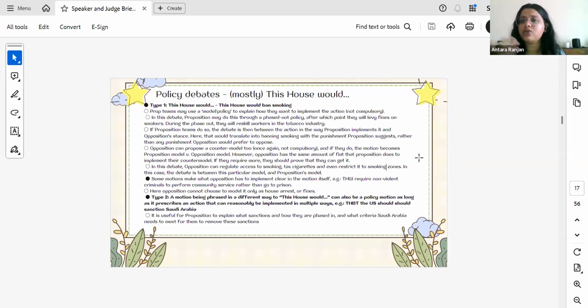Even though it doesn't have the words "this house would" at the beginning, it's very clear to all of us that this is not a motion about what society thinks, right? This is about an action the government has to necessarily take. So it becomes useful for side proposition to talk about what is part of the motion itself, right? What is a tariff? How are we going to implement it?